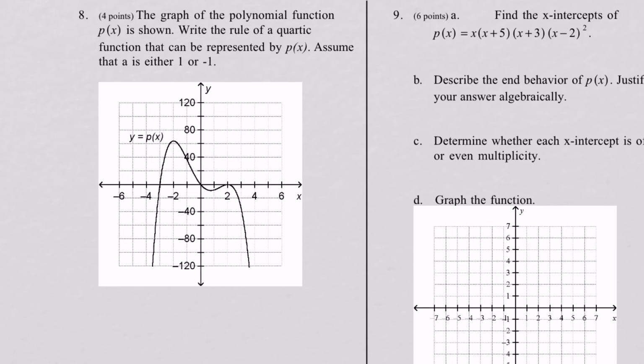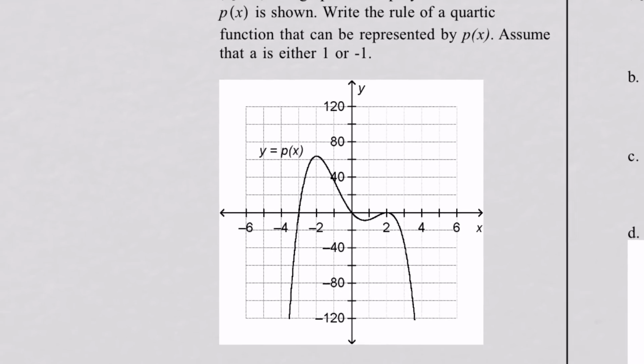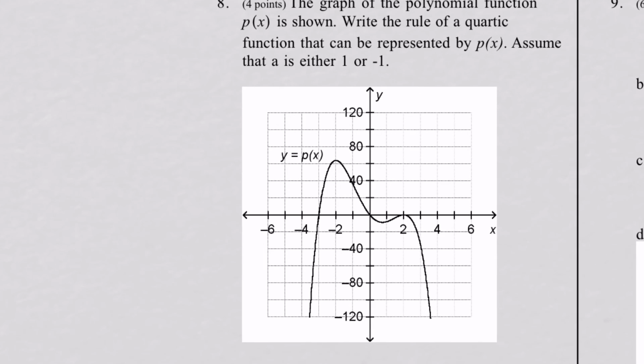Okay, so number 8. The graph of a polynomial function is shown. Write the rule of a quartic. That means degree 4, right? Quartic means degree 4. Function that can be represented by p of x, by this function right here, by this graph. Assume that a is either 1 or -1.